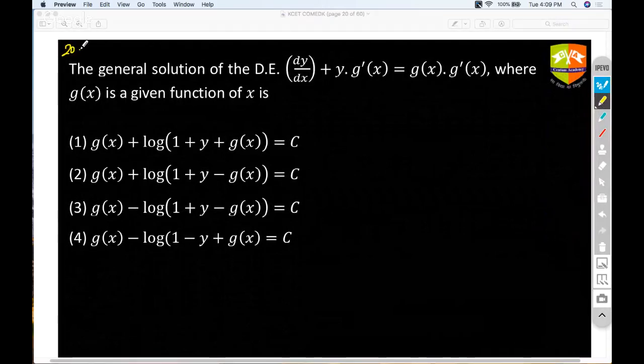Question number 20. The general solution of the differential equation dy by dx plus y times g dash x is equal to g dash x times g x, where g is a given function of x, is which of the following options?